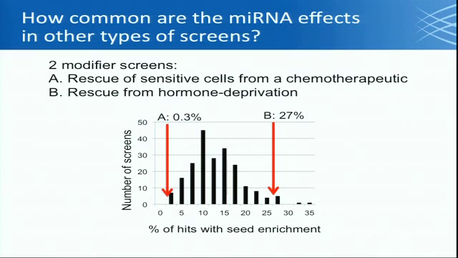But it's not like this occurs in every screen either. So here are two screens put on the same distribution, looking at very similar phenotypes: rescue from a drug. In one screen, this effect did not occur at all. Another screen was way out here. 27% of the hairpins seem to be scoring because of this seed effect.